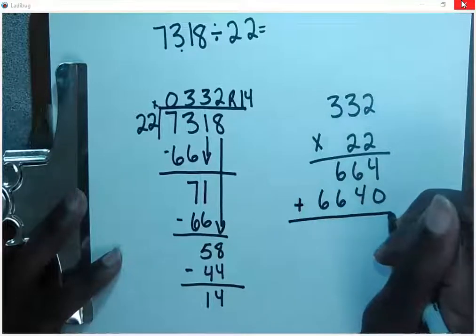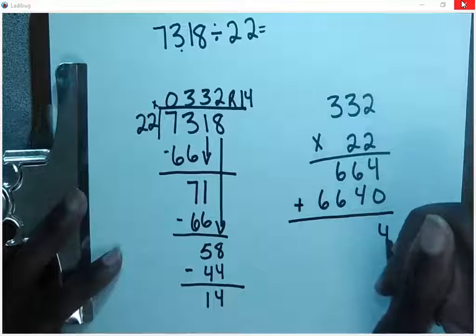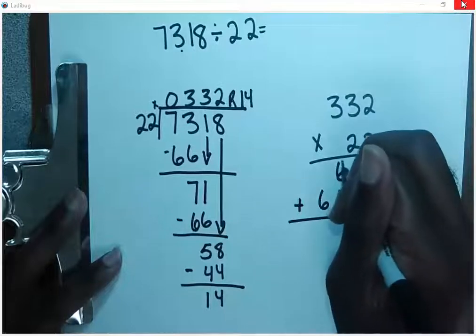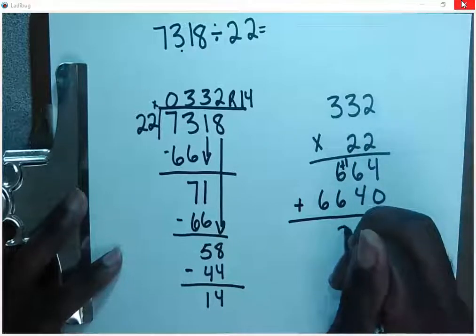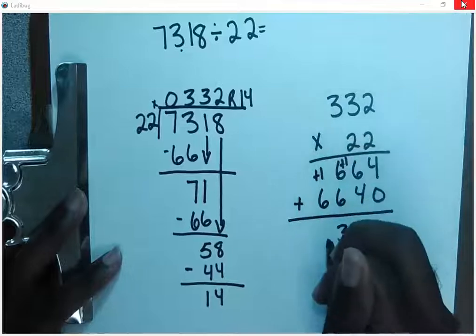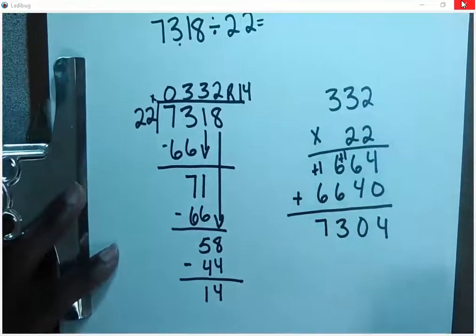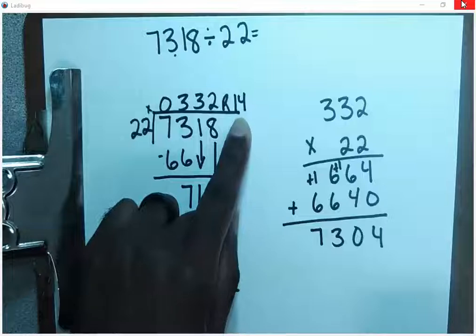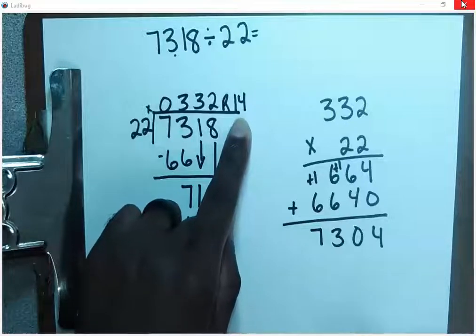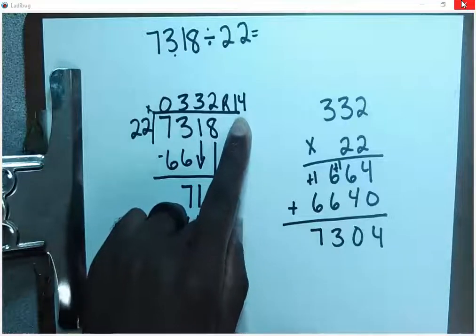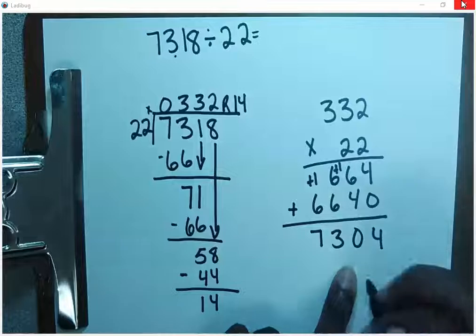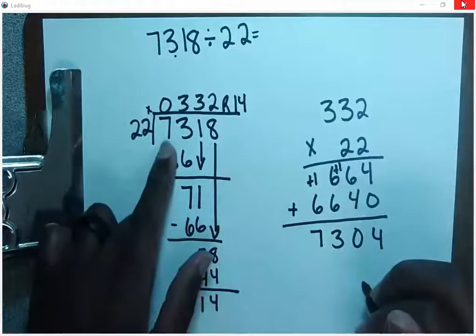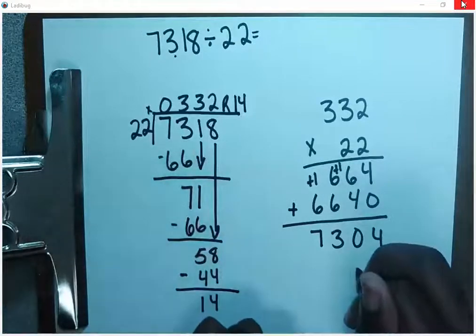Going to add my two partial products together. I get 4, 10, I carry my 1. That gives me 13, carry my 1 again. That gives me 7. Now, the remainder that we had in our quotient, this is where it comes into effect. Because now what I'm going to do is I'm going to add that 14 to this right here. And I should end up with 7,318 once I do that.